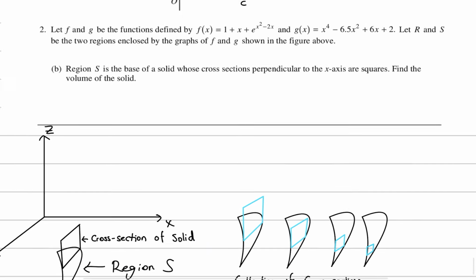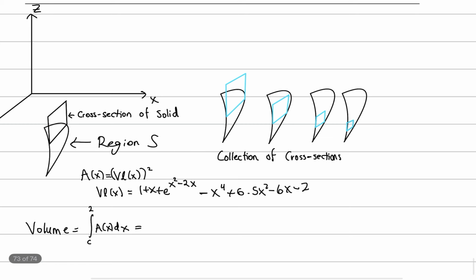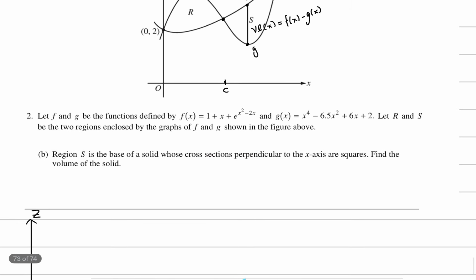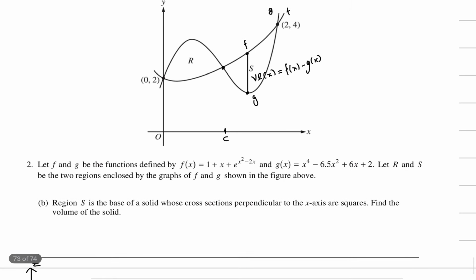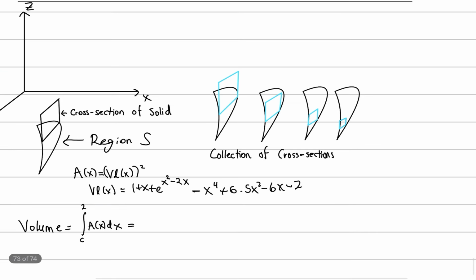Now, what do we have up here? Well, we need to first find this. This gives us our area. Why? Well, the area of the square is just the side length squared. And this side length is a vertical length of S, right? And if you know from area how to find the vertical length, it's the absolute value of F minus G. F is above G, so it's just F of X minus G of X. So our vertical length is F of X minus G of X. The area is the vertical length squared, right? So this is our vertical length.